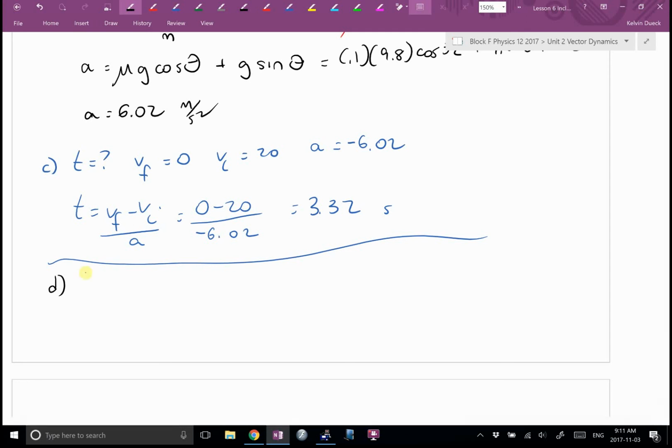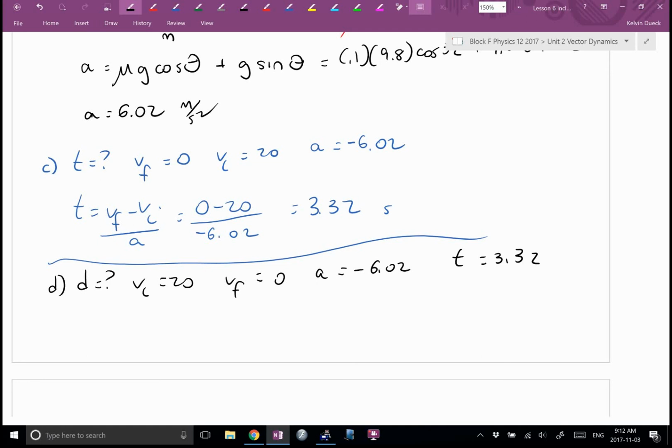So I have distance. VI was 20. VF was 0. A was negative 6.02. Oh, wait a minute, I now also have a time of 3.32. Talk to me. I think I'd use D equals VIT plus a half AT squared, because the D is by itself already.